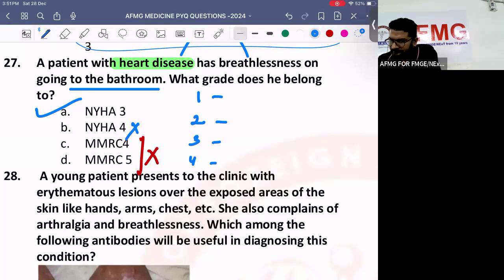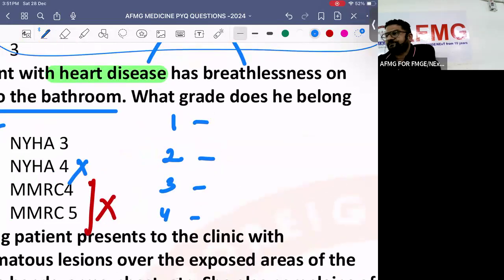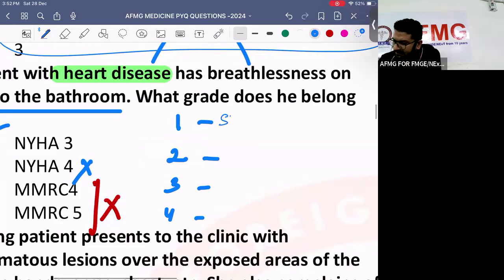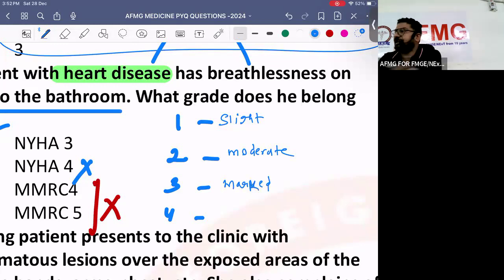One क्या था? One means you can say strenuous or कैसी. After exercise or some activity means there is slight limitation, right? So in one you can say there is slight limitation. In two, there is a moderate limitation. And in three, there is a marked limitation. Means less than ordinary activities can cause dyspnea.